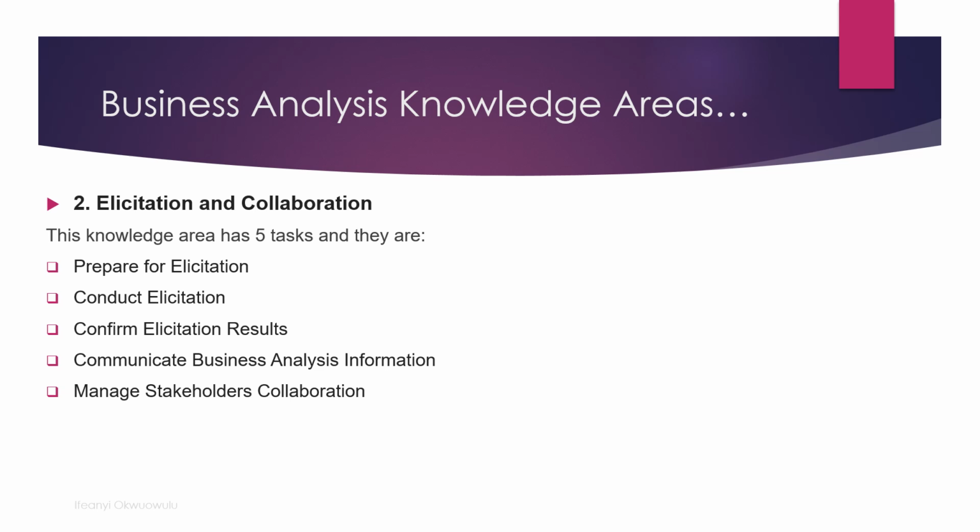So quickly go to the second one, where we talk about the knowledge area of elicitation and collaboration. Again, this knowledge area has five tasks. First one is where we prepare for elicitation. So we talk about how we gather or extract information from our stakeholders regarding the need. So we talk about the logistics for the elicitation in the preparation. We talk about the agenda for elicitation, and we talk about the supporting materials.